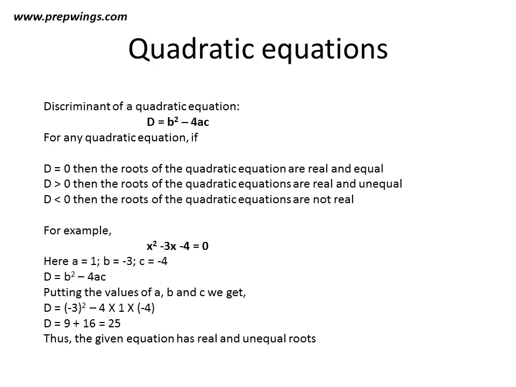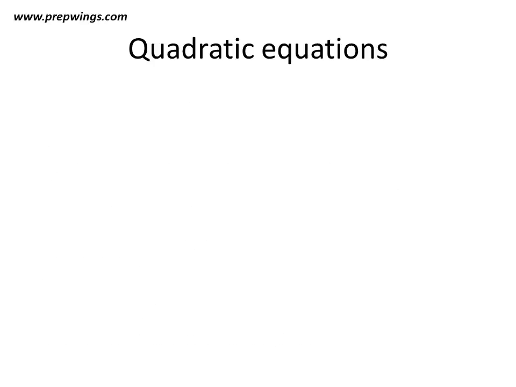Suppose the quadratic equation is x square minus 3x minus 4 equal to 0. Now here a is 1 because the coefficient of x square is 1. b is minus 3 because the coefficient of x is minus 3, and c is minus 4 because the constant term is minus 4. Thus, putting the values of a, b and c into the formula D is equal to b square minus 4ac, we find that the discriminant D is equal to 25. Thus, this quadratic equation has real and unequal roots because D is greater than 0.